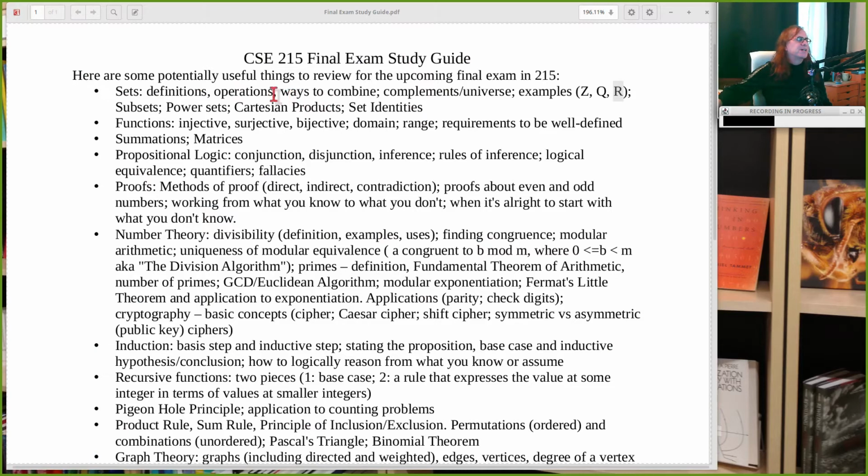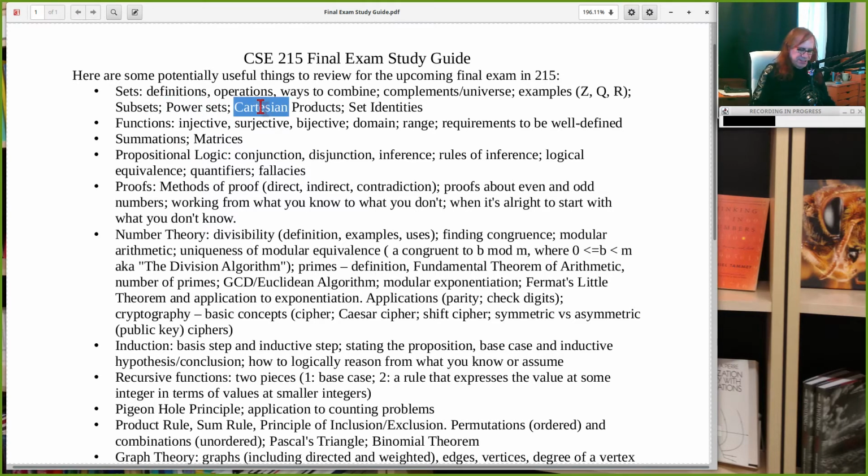Alright, so ways to combine sets: unions, intersections, complements, knowing what the universe is, and so on. Subsets, so a subset of a set is just some collection of elements from that set, including possibly all the elements, including possibly none of the elements. So just grab some elements, zero or more, and throw them in another set. That's a subset. Power set is a set itself containing all the subsets of a set.